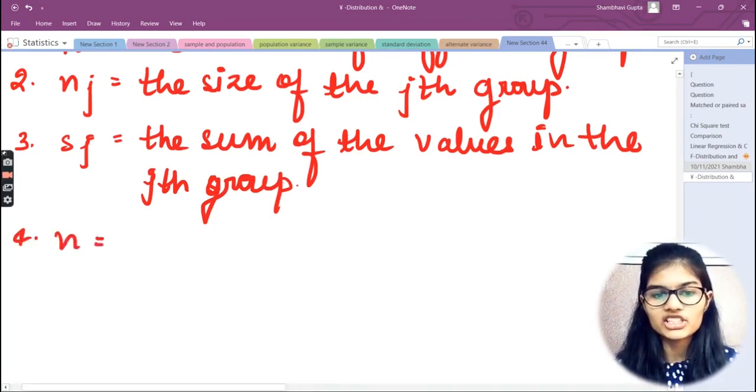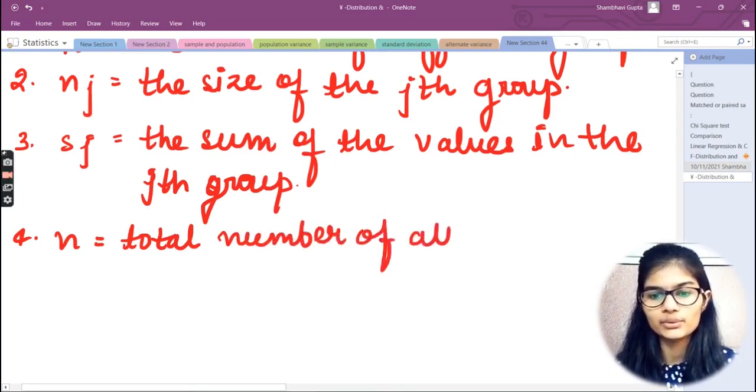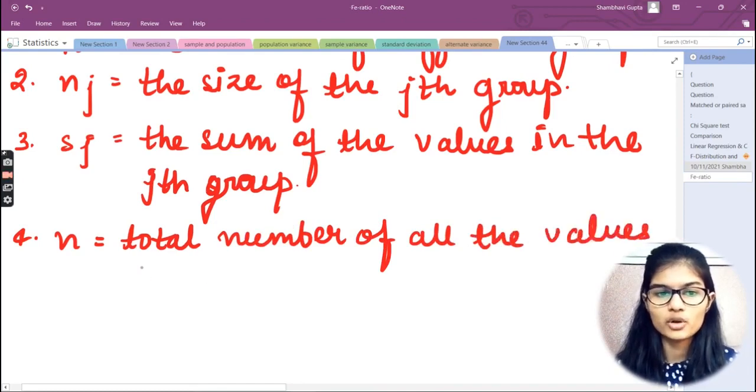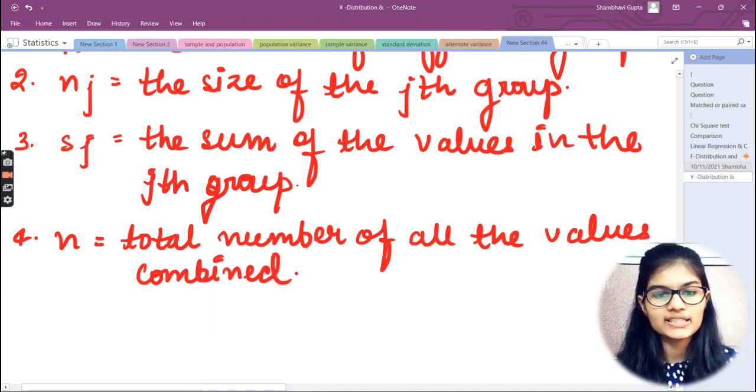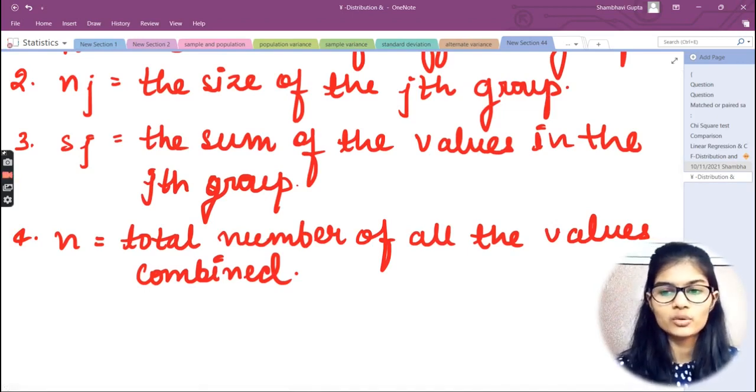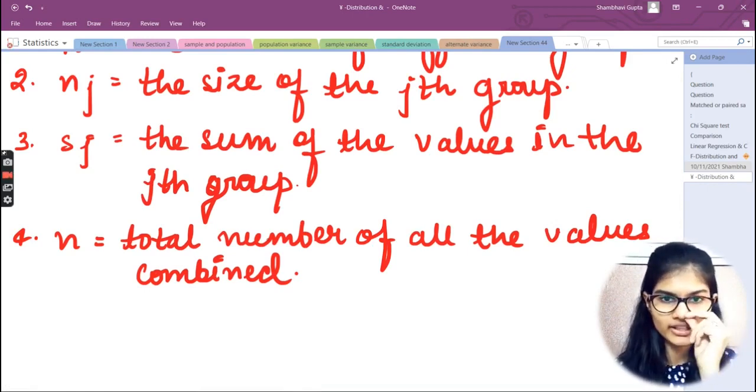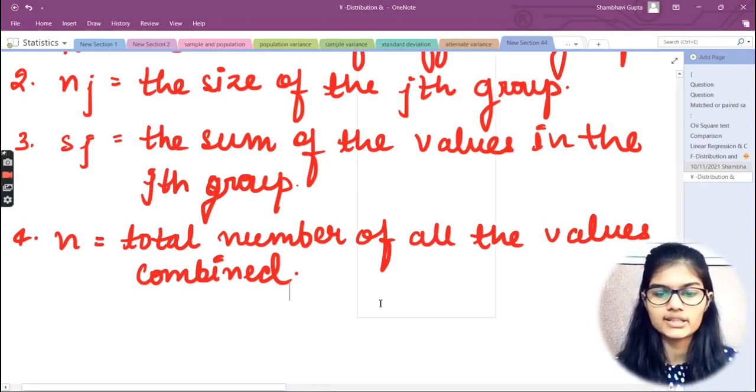Next, moving towards number 4, we have small n. What is that? It is the total number of all the values combined. So small n is basically the total number of all the values combined. Fine. We could just as well say it is the total sample size, that is sigma of n of j.